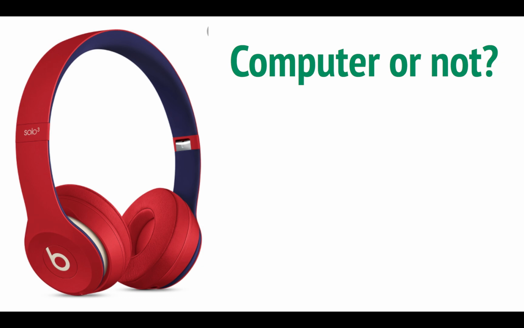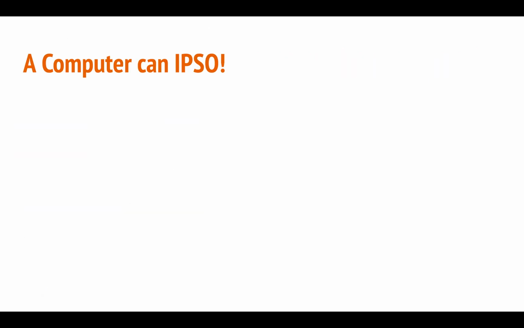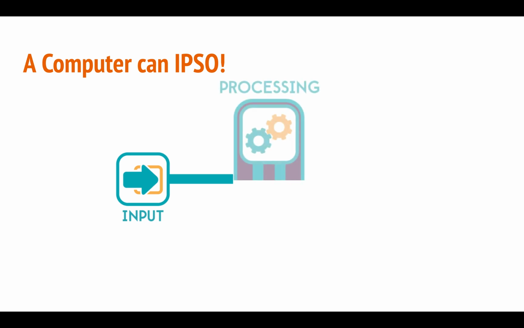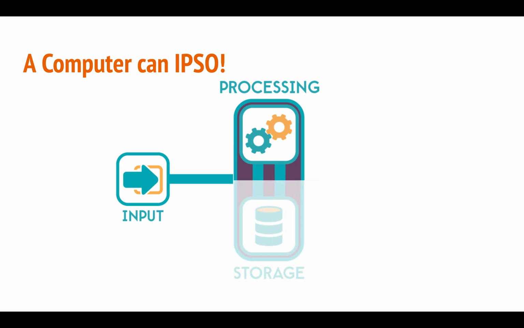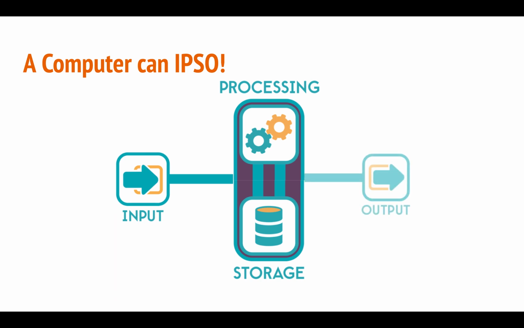Well, let's redefine what actually makes a computer a computer. Remember, a computer can IPSO. What does the I stand for? Shout it out. Yes, input. What about the P? Yes, processing. What about the S? I'm not sure if you said it, but it's storage. And lastly, what about O? Say it out loud. Output, correct. So a computer can IPSO.